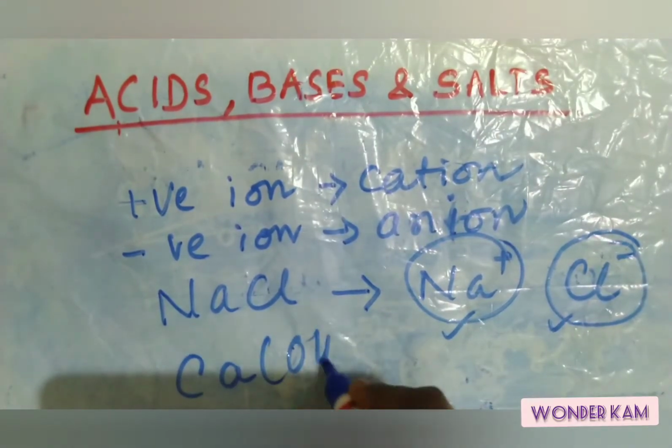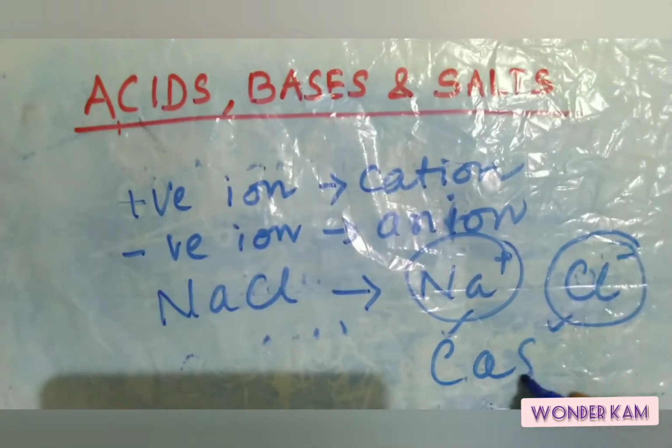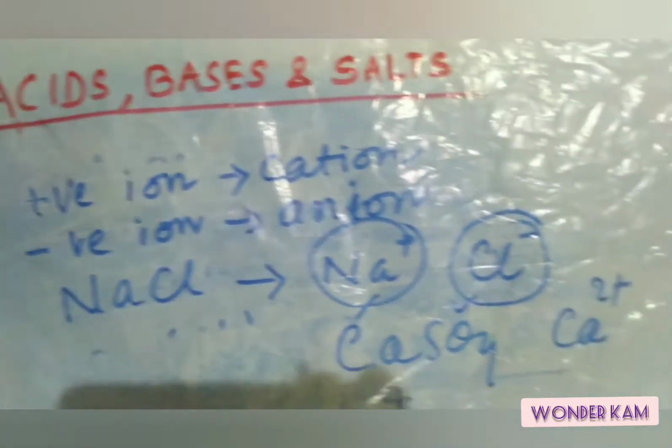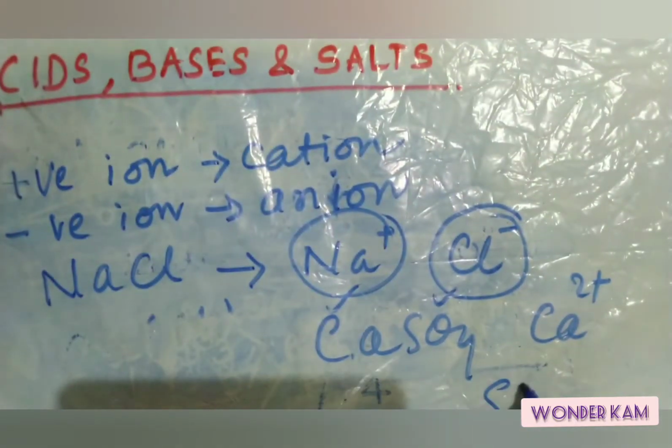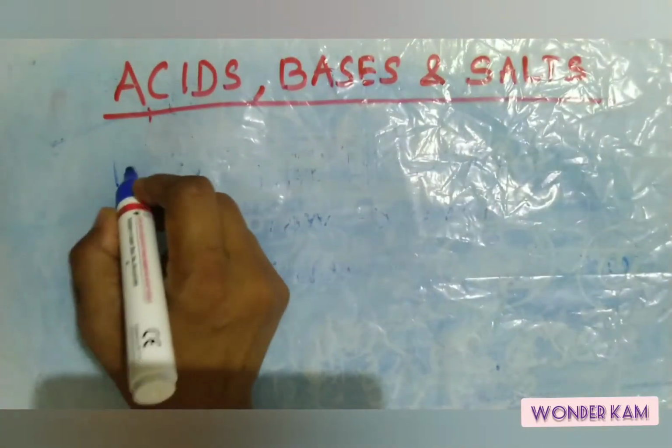If we take one example, calcium sulfate, suppose. Calcium 2+ is the positive ion or the cation, and sulfate 2- is the anion. Okay. So, preparation of salts.